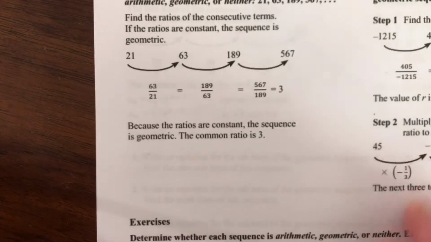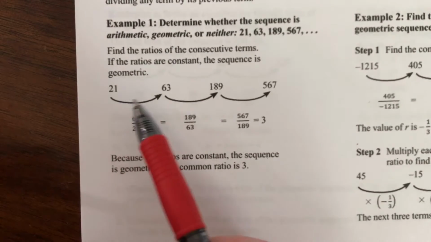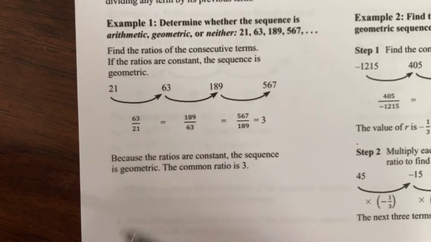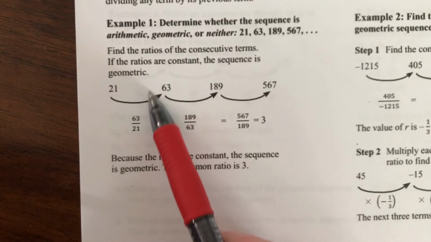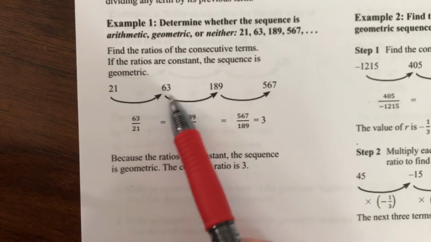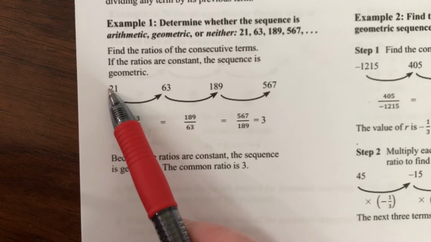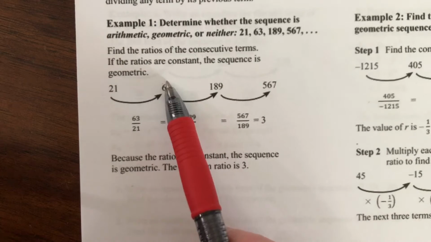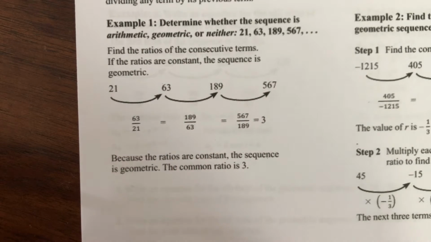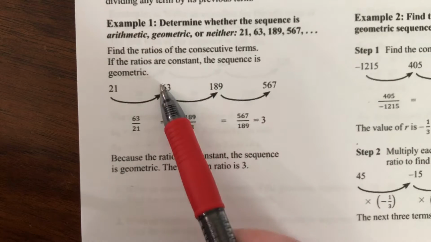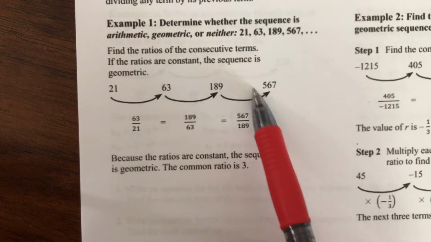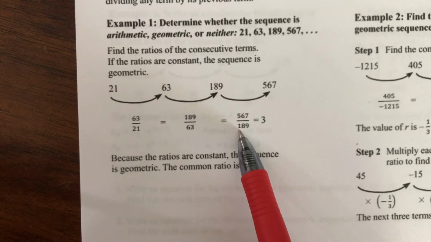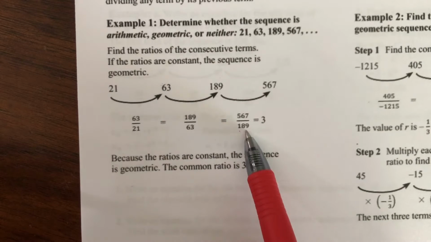All right, so when we're looking at a sequence, to figure out if it's a geometric sequence and to figure out what we are multiplying or dividing by, we're going to take the second number in the term and divide it by the number in front of it. So 63 divided by 21 is the same thing as 189 divided by 63, which is the same thing as 567 divided by 189. And if we actually divide each of these, we get 3.